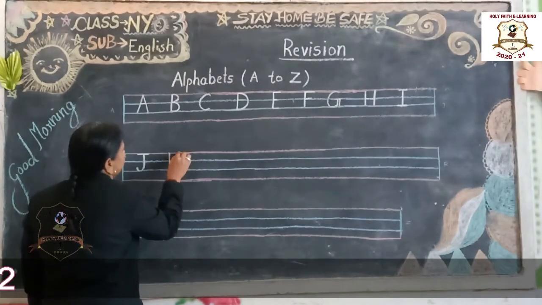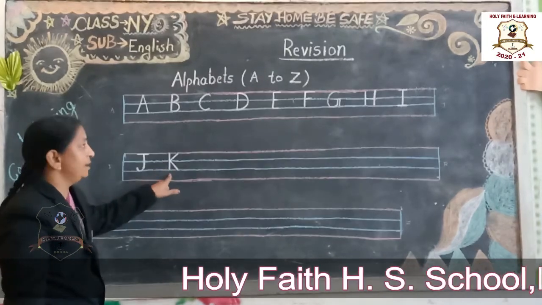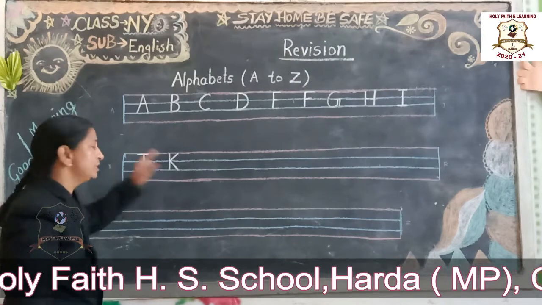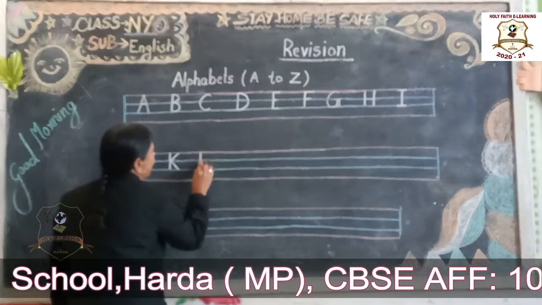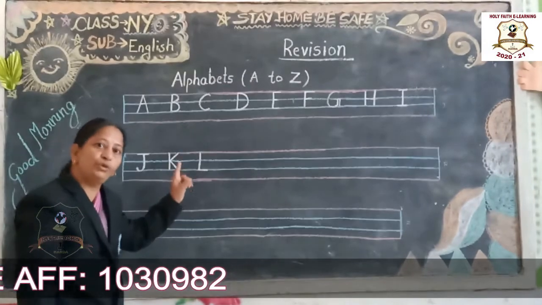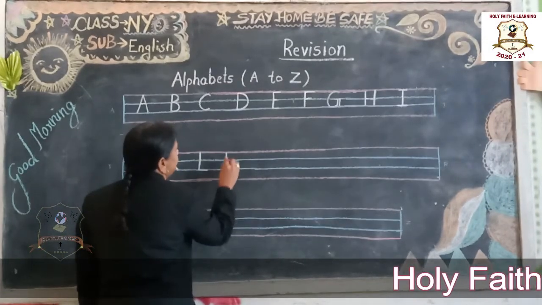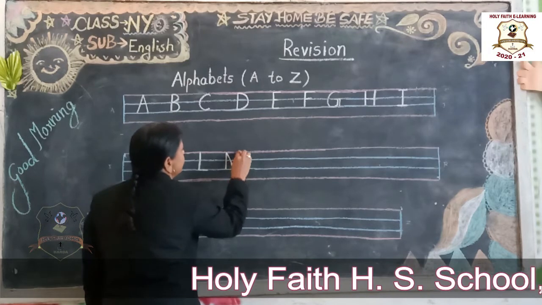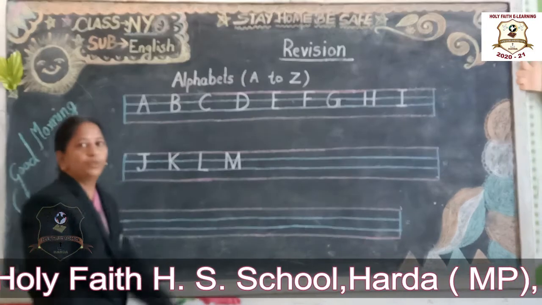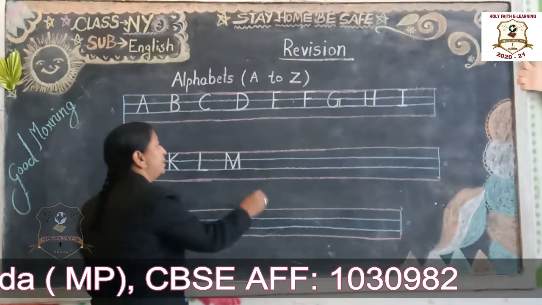Now K. Which letter is this? K. Sound of K is K. Now L. Which letter is this? L. And sound of L is L. L के बाद क्या था बेटा? M. This is letter M. Which letter is this? M. And sound of M is M.